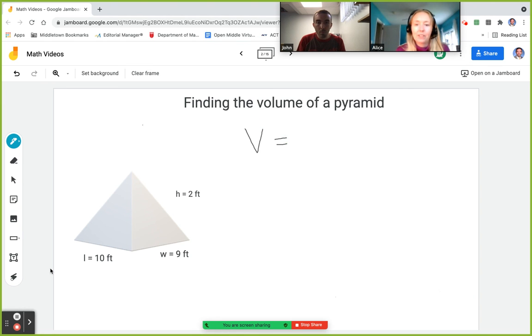Normally it would be the area of the base times the height. Because we've got a pyramid here, we need that 1/3 there. So then my base is a rectangle, which is 10 feet by 9 feet. So I'm going to say, okay, my area will be 10 by 9. And then my height of the pyramid is 2 feet.